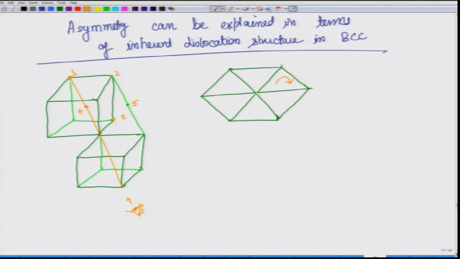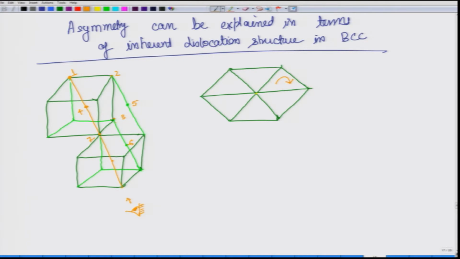The sixth atom similarly would be the atom that would lie above 3, and there will be a body centered atom over here. So, this will become your sixth atom. So, 1, 2, 3, 4, 5, 6, and again you can come over here, this is 6, this is the next one, 7. So, this is forming a spiral, and this is a screw dislocation type structure.